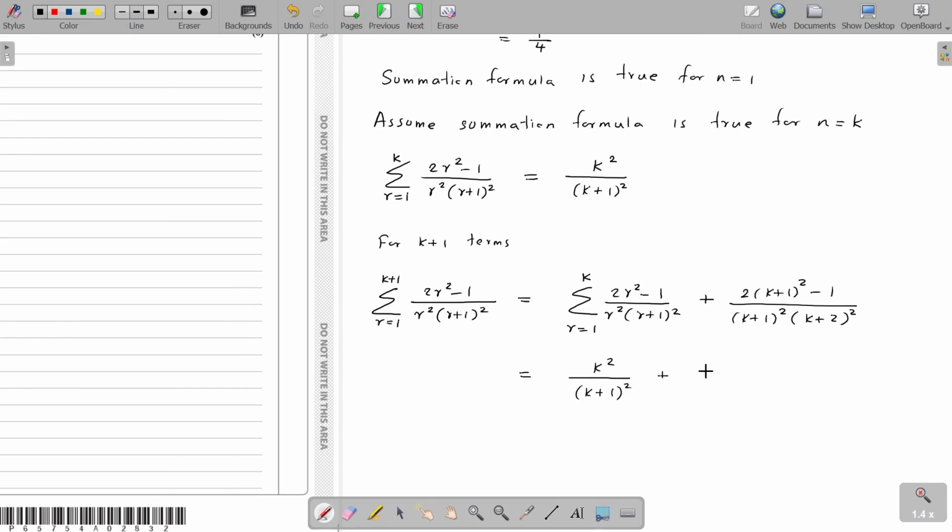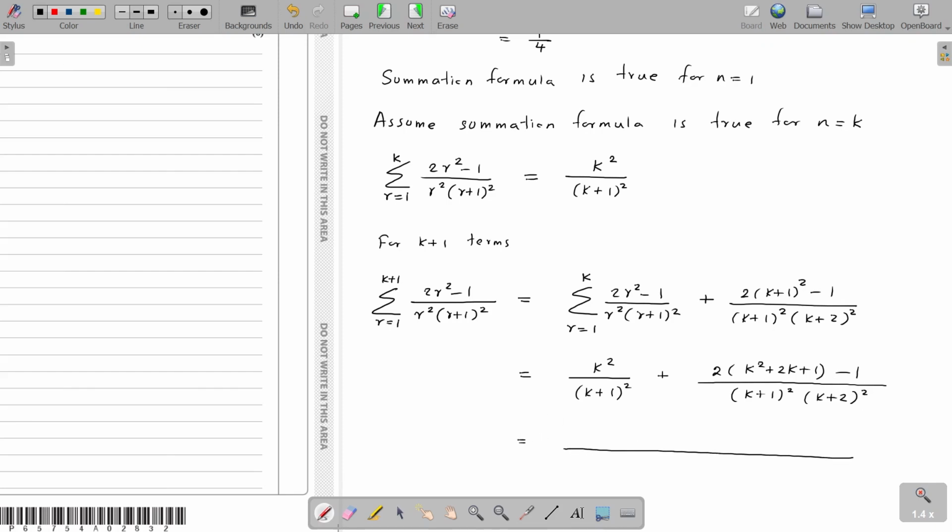2 times k square plus 2k plus 1, I open the bracket, minus 1 over... are we going to expand the denominator? Is it wise to expand the denominator? No. Numerator, yes, because we have to simplify, but denominator, do not expand. Okay, so then let's simplify.